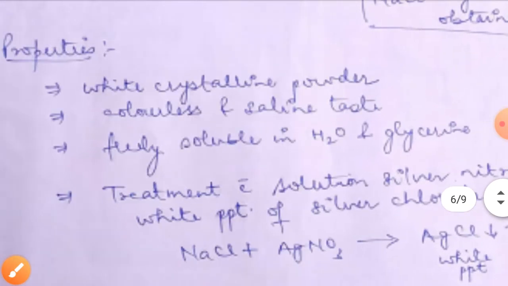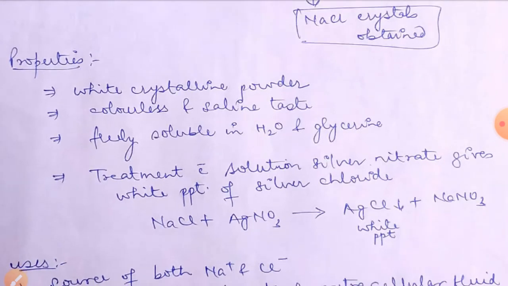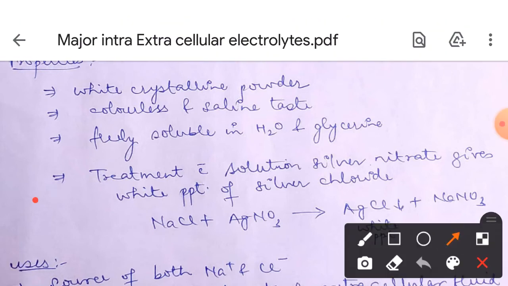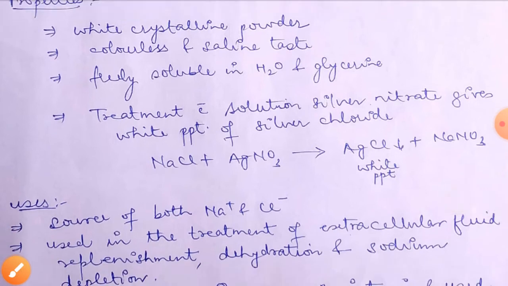Now the properties are, it is white crystalline powder, colorless and has saline taste because it is obtained from the sea, which contains salt, freely soluble in water and glycerine. Treatment with solution of silver nitrate gives white precipitate of silver chloride. We already studied this in turbidity test. In practicals, in turbidity test we study that when the sodium chloride is reacting with the silver nitrate, we get the silver chloride and sodium nitrate. This silver chloride gives the white precipitate.